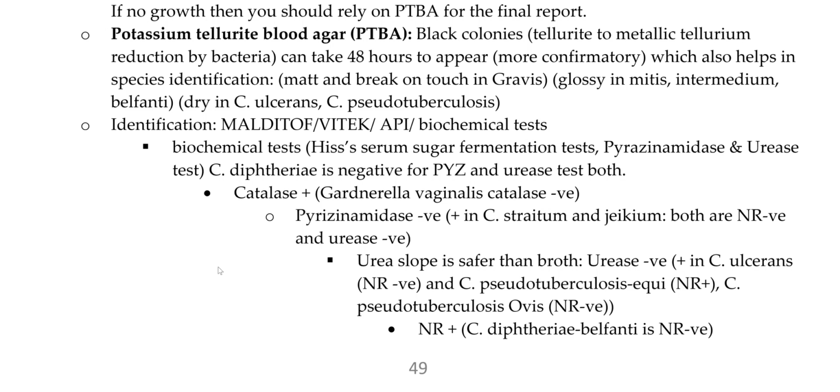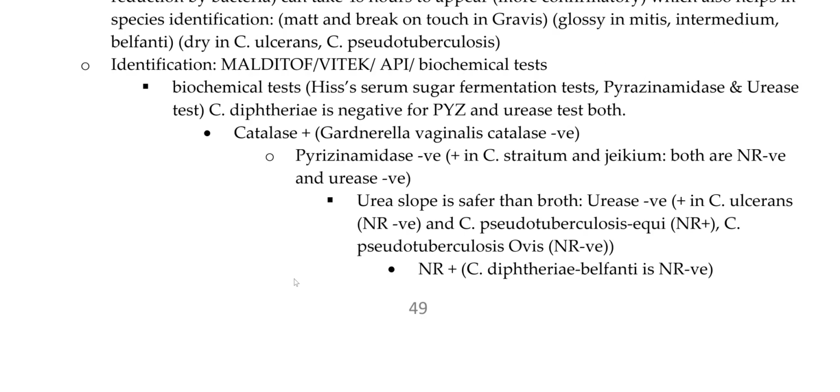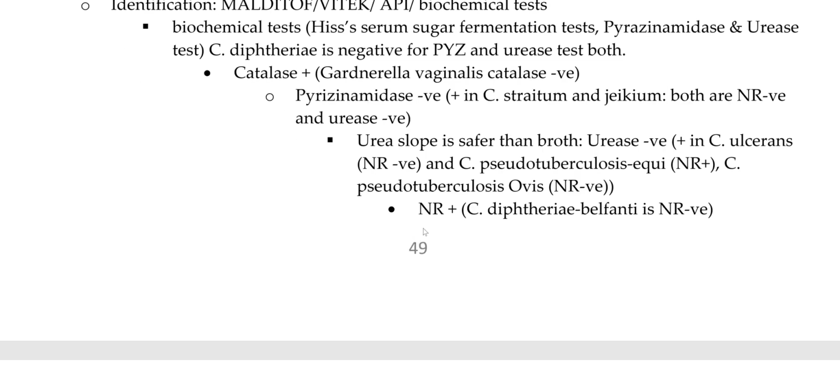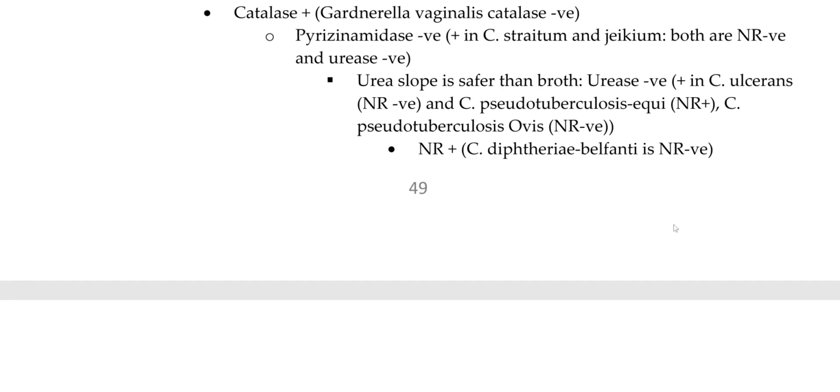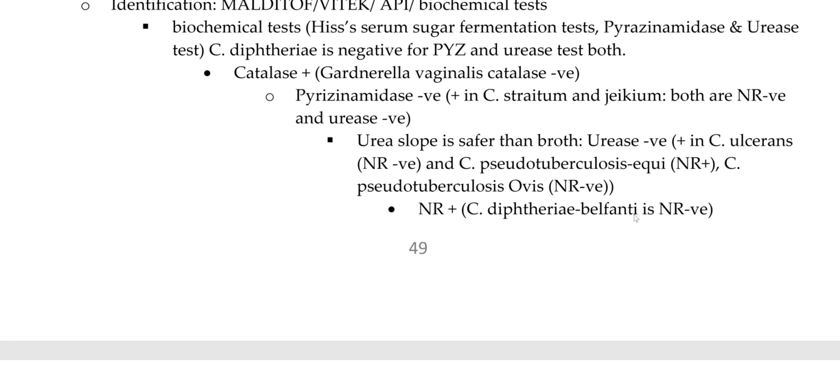If you want to further do the biotype test, then you should do the nitrate reduction test. Nitrate reduction is positive in all the biotypes except belfanti. This is the nitrate reduction negative one. So I think this is a very useful flowchart, or you can say stepwise manner of biochemical tests, to remember.